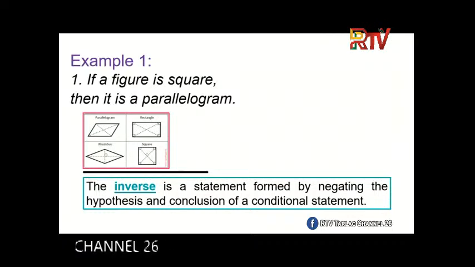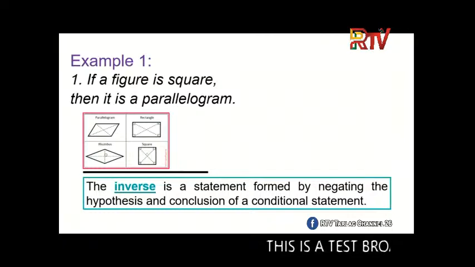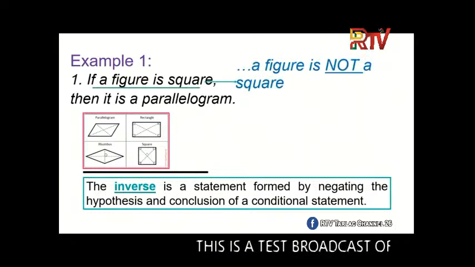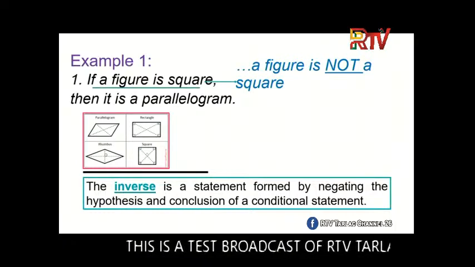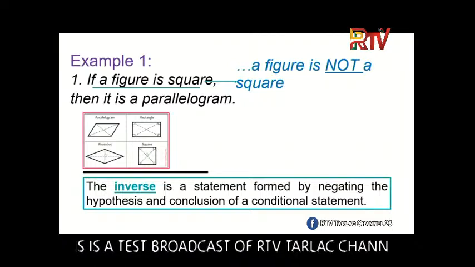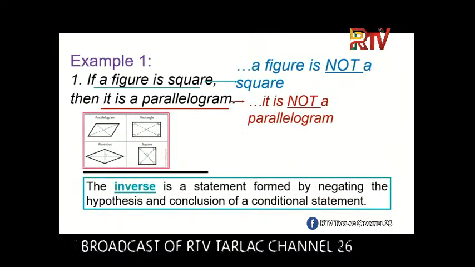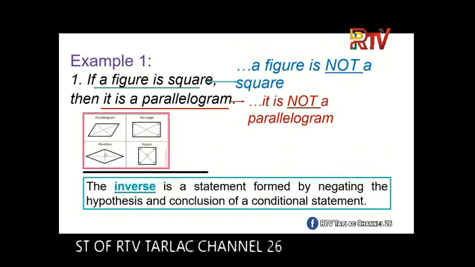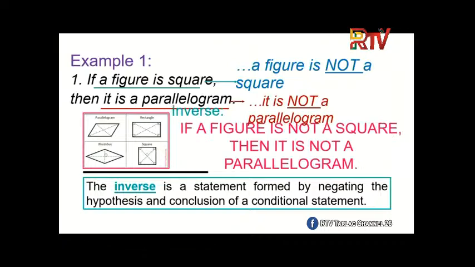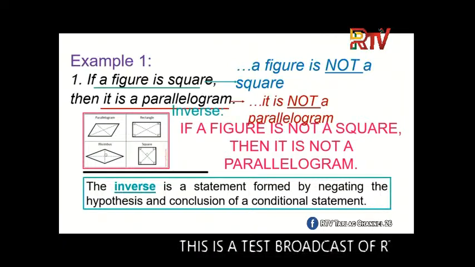To get its inverse, we simply negate the hypothesis and the conclusion. The negation of the hypothesis is, a figure is not a square. And the negation of the conclusion is, it is not a parallelogram. When we combine these negations, we obtain the inverse, which is, if a figure is not a square, then it is not a parallelogram.